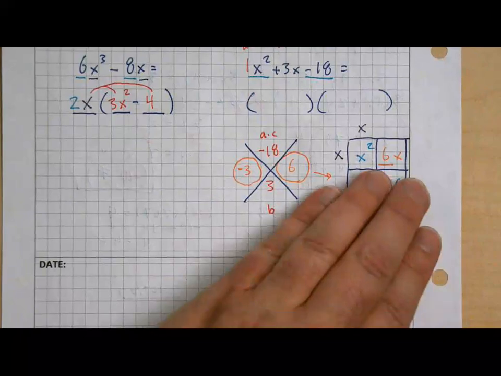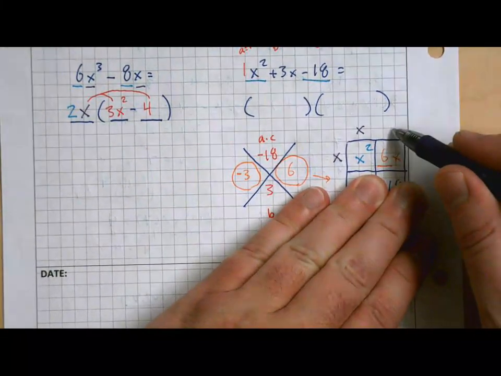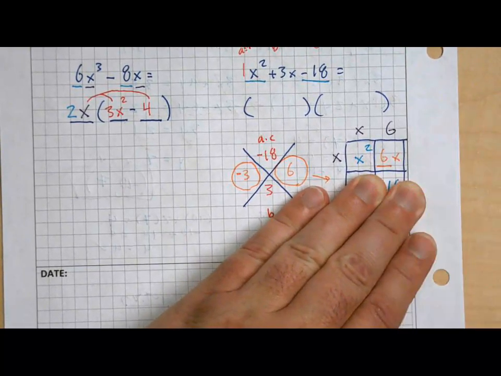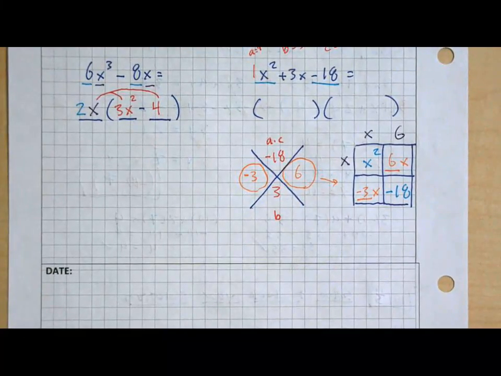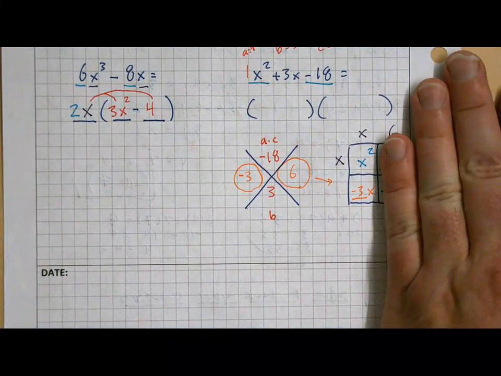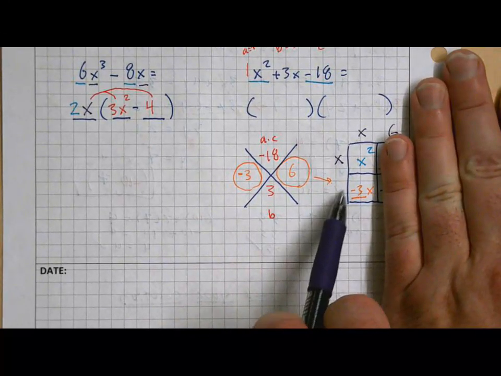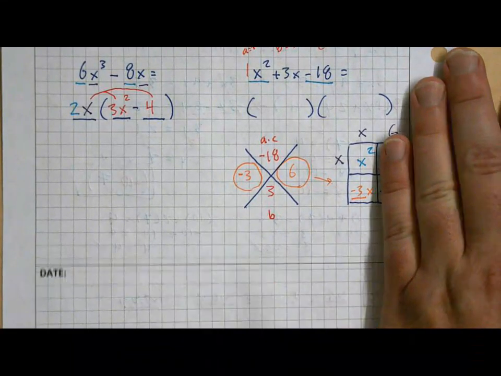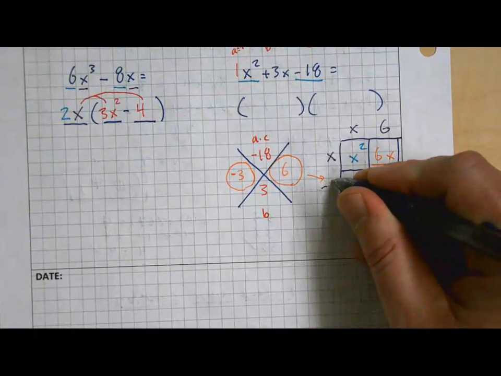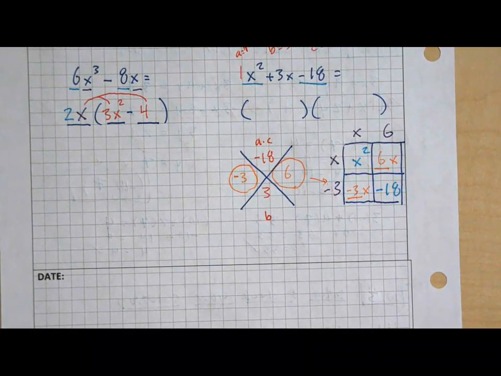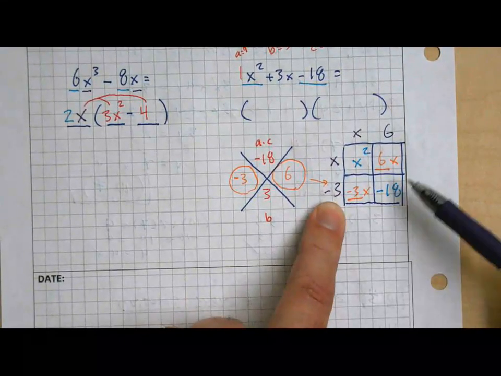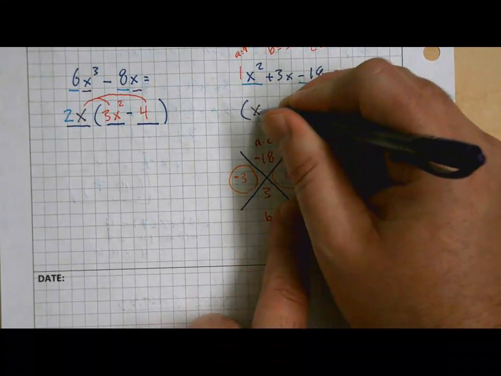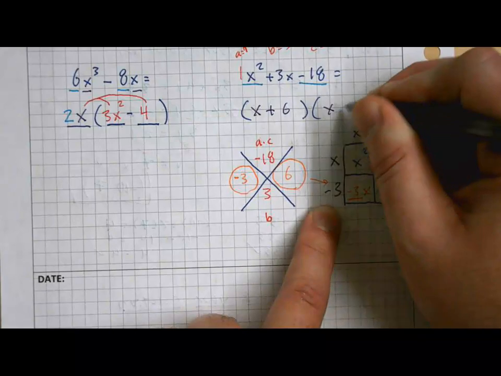And then I'm going to focus on my top row here and ask myself, what do I need to put up here so when I multiply it times x, I get 6x? Well, that must be a positive 6. And then I'll focus on my column here and ask, what do I need to put in this spot so when I multiply it by this x up here, I get negative 3x? And I think that needs to be a negative 3. And as a final check, does the negative 18 work out from that negative 3 times that 6? It does. So there's my final factoring, x plus 6 and x minus 3.